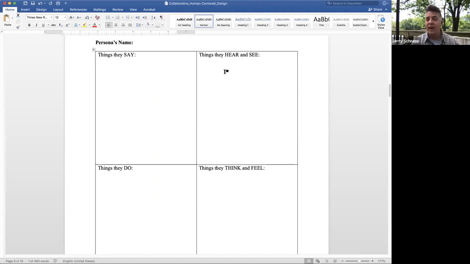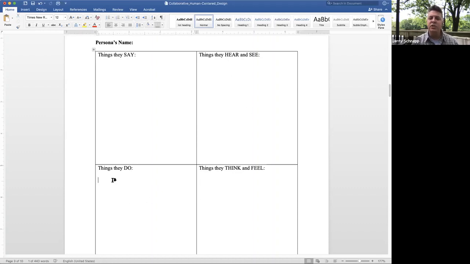In the upper right, we've got things they hear and see, and these are external influences. So the things that their parents say, that their friends say, their colleagues say, things they see on social media, things they see on television, that should all go under here.